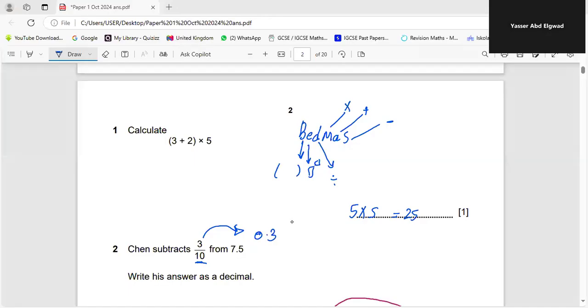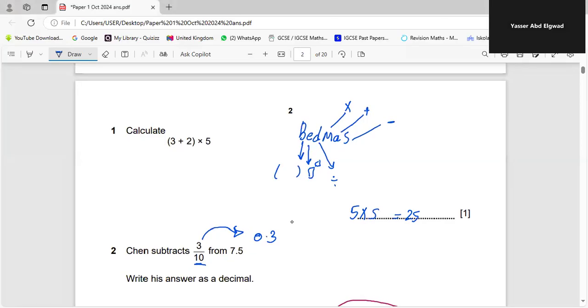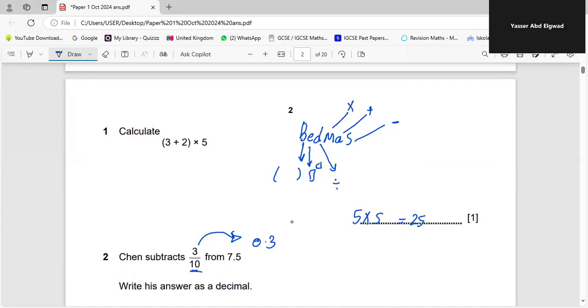Everybody, everything is okay. Today we're gonna solve a checkpoint for primary stage, 2024 October. First of all, we have a problem, how to solve it: 3 plus 2 multiplied by 5. We use the order of operations: brackets, indices, divide, multiplication, addition, and subtract. It's very easy. You just multiply first, then add, and 5 multiplied by 5, we get 25.